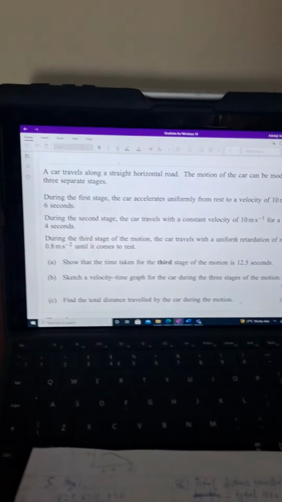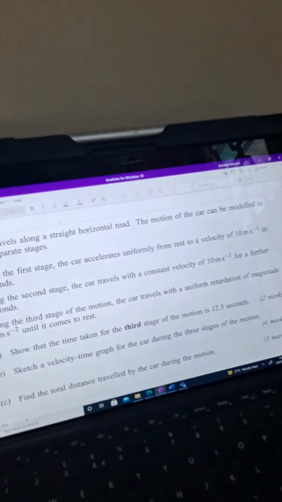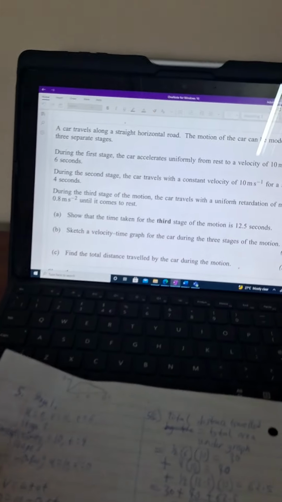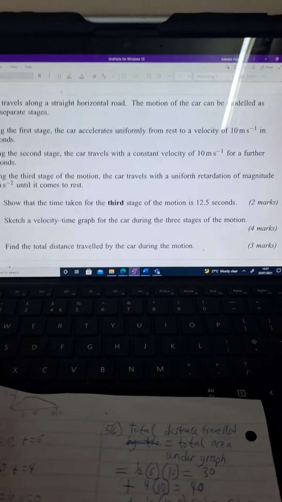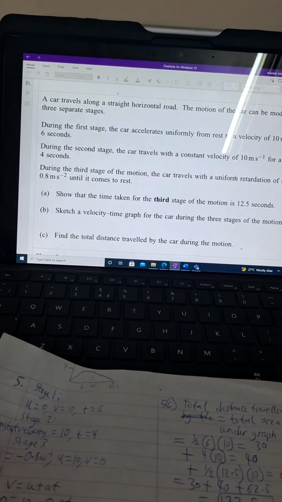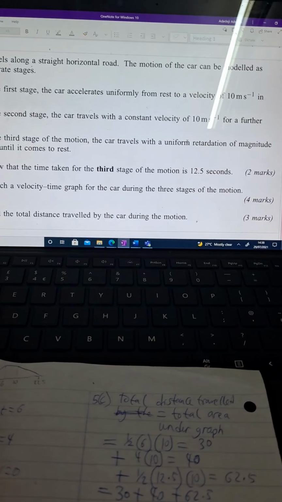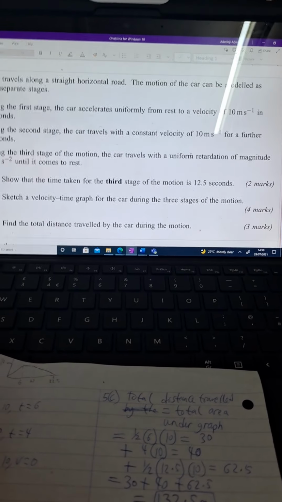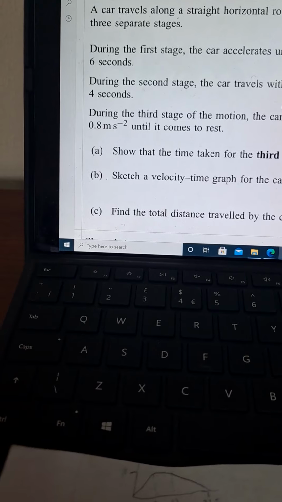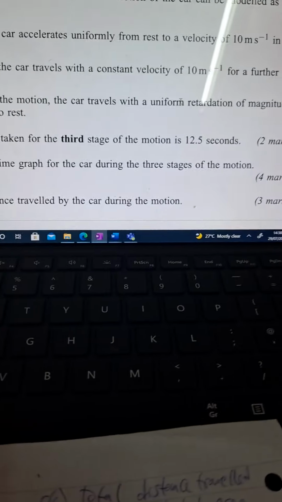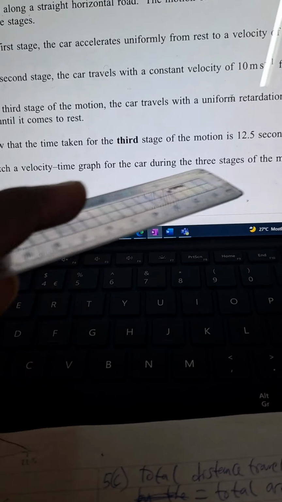So the question is this: it's a basic mechanics question. A car travels along a horizontal road. The motion of the car can be modeled as 3 separate stages. The first stage, alright, so forget about the velocity and the acceleration. We're just going to focus on the time, because I'm dealing with the x-axis now, which obviously we use for time. So the first stage takes 6 seconds, and the second stage takes 4 seconds, and the third stage is 12.5 seconds.